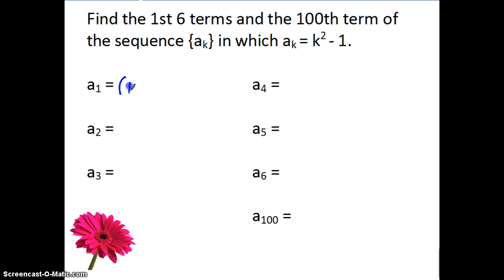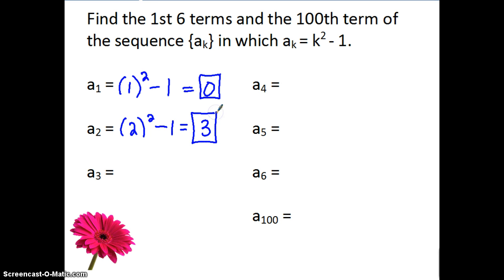I'm going to write this out so you can see the steps. K squared minus 1, but in place of the k we're going to put a 1. So 1 squared is 1, minus 1 is 0. So the very first term of our sequence, or a sub 1, would be 0. Same thing for a sub 2. All we have to do is plug that term number, or the k value, into our formula. 2 squared is 4, minus 1 would be 3. So the next term would be 3.